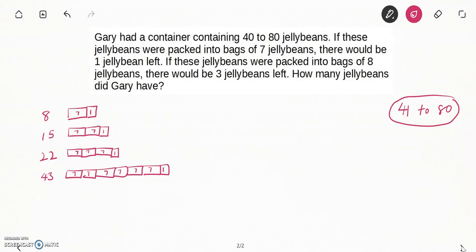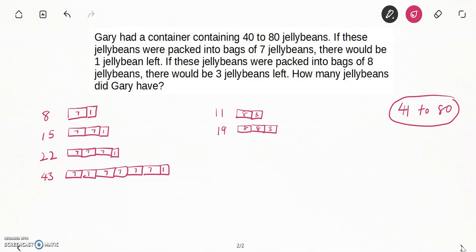This is what it means for packed into bags of 7 jelly beans and I have 1 extra. Okay, then if we pack them into bags of 8 jelly beans, there will be 3 beans left. It's the same thing. It means that if I pack them into 1 bag of 8, I have 3 extra beans. So this is 1 bag of 8, then the number could be 11. And it can be 2 bags of 8 and I have 3 beans left. So 2 times 8, 16, plus 3, gives you 19.